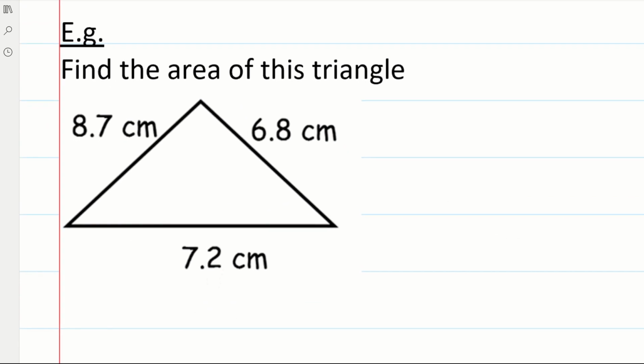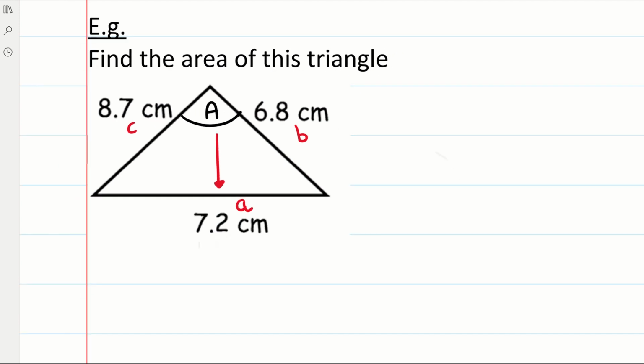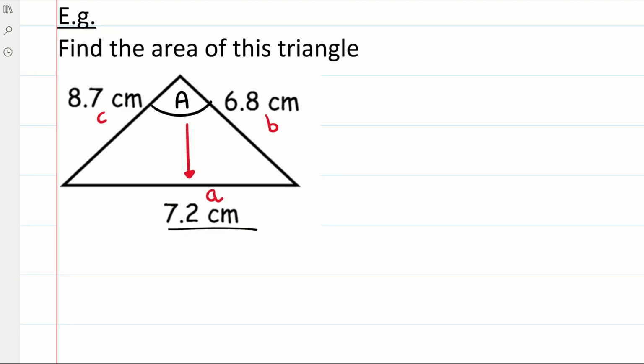Find the area of this triangle. Well, firstly, we don't have an angle. So the first thing we need to do is to find the angle. I'm going to find this one. You can find any angle. So, to find the angle, you would need to use the cosine rule. That's the side you're going to subtract because it's opposite the angle you want to find.